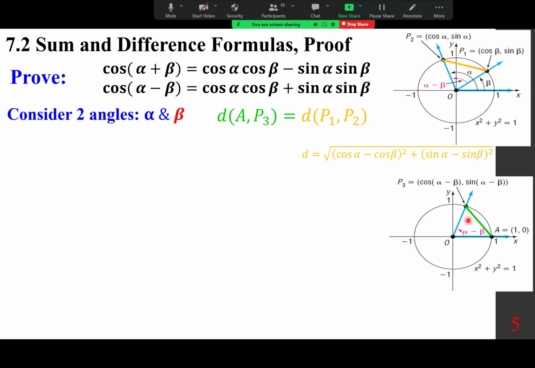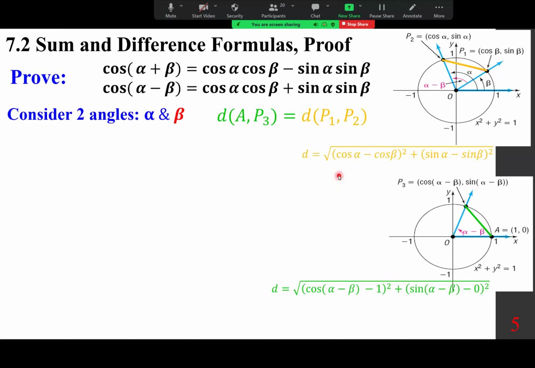Now, what about this distance? Again, x sub 2 minus x sub 1 quantity squared plus y sub 2 minus y sub 1 quantity squared. So cosine of alpha minus beta minus 1 quantity squared plus sine of alpha minus beta minus 0 quantity squared under the radical. So this is the distance formula for the green piece, AP3, and this is for the yellow piece between P1 and P2.